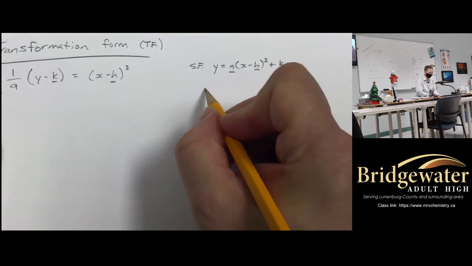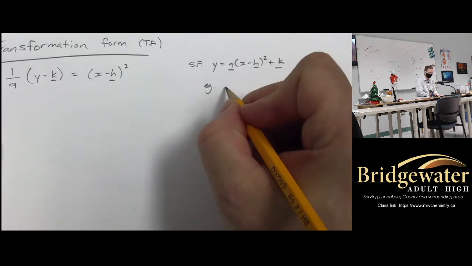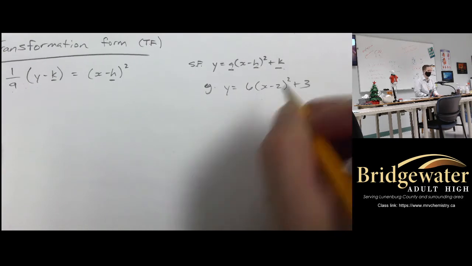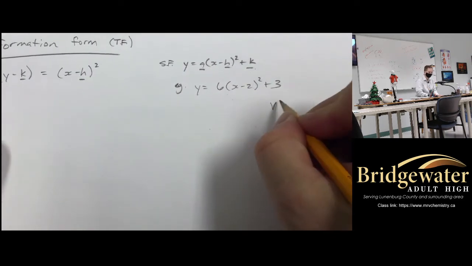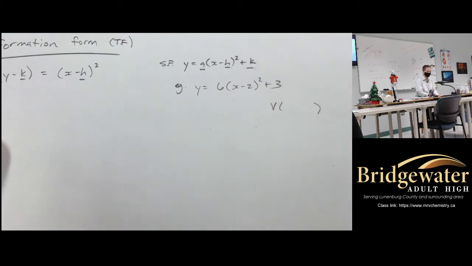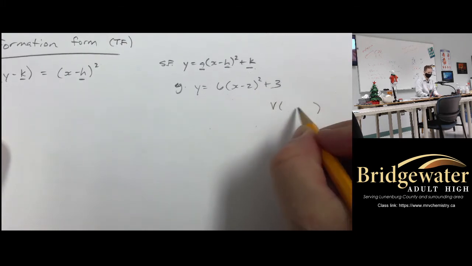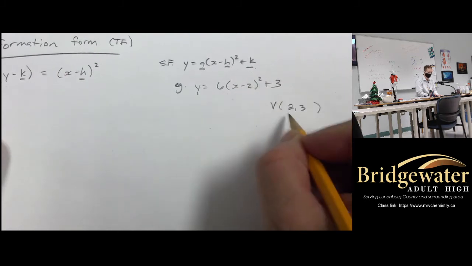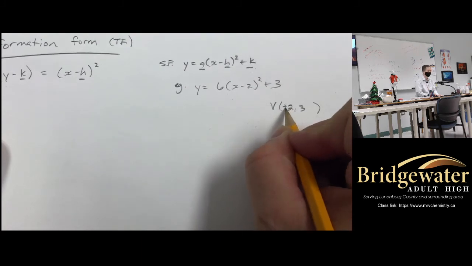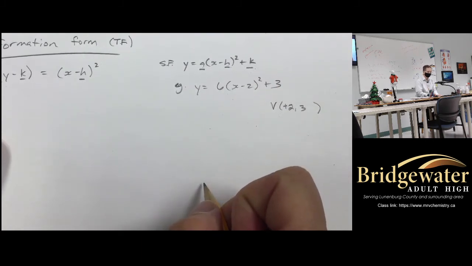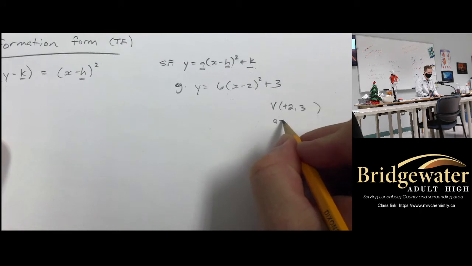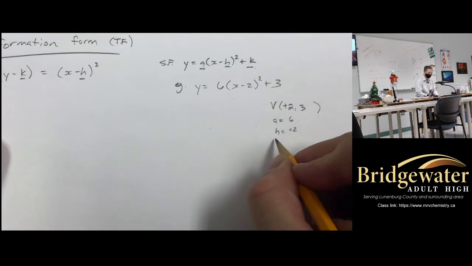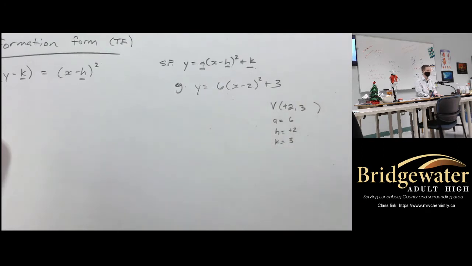Here, example. This is in standard form. Y is equal to 6(x minus 2)² plus 3. I'm just making these numbers up at random. Okay? So the vertex, the most important point on a graph, is going to be (2, 3). And because this is in brackets, it was actually negative 2, so it's positive 2 because I have to flip it. It's in brackets. And then the A is equal to 6. The H is equal to positive 2. And the K is equal to 3 if you wanted to do it that way.